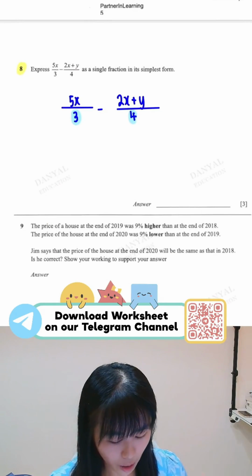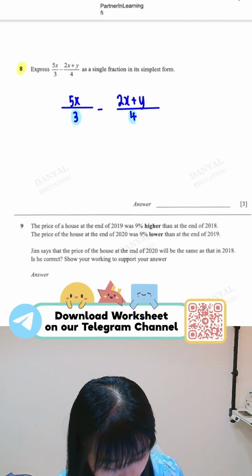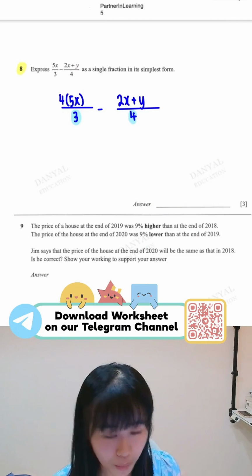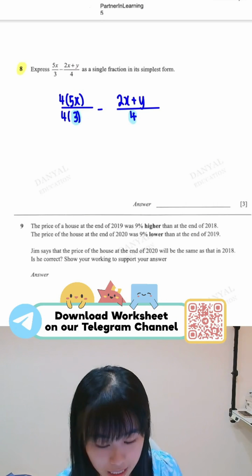The presentation that I would prefer you to do is to go and times 4 to the front. Put it at the front, then put brackets. This is neater for you.